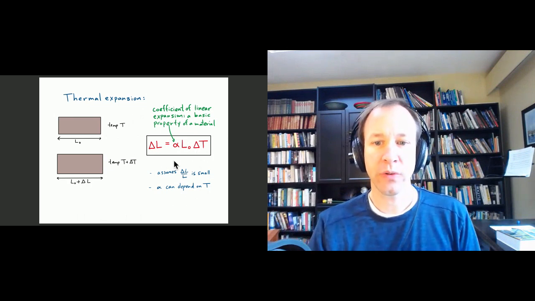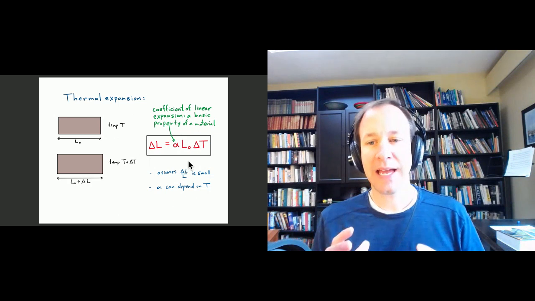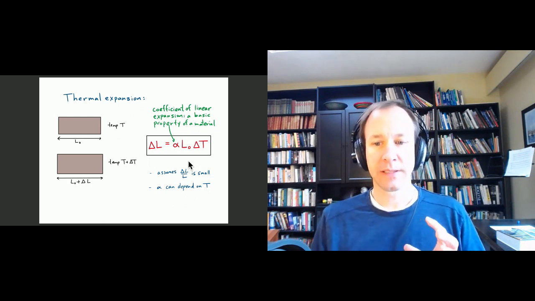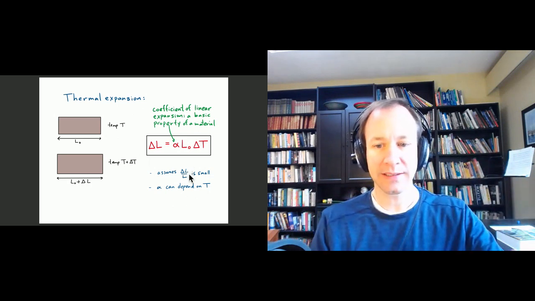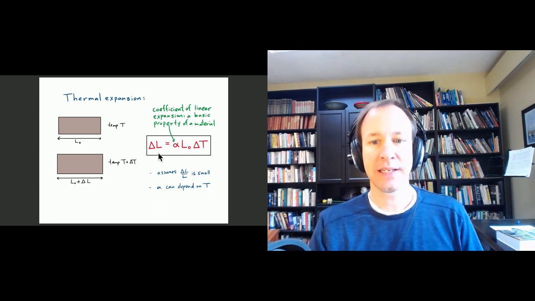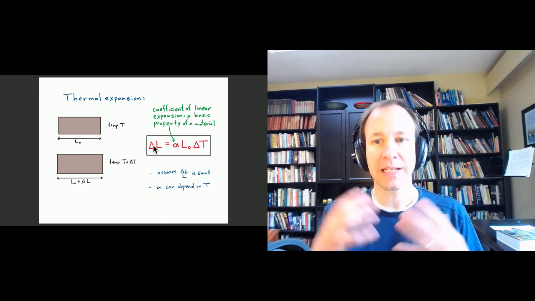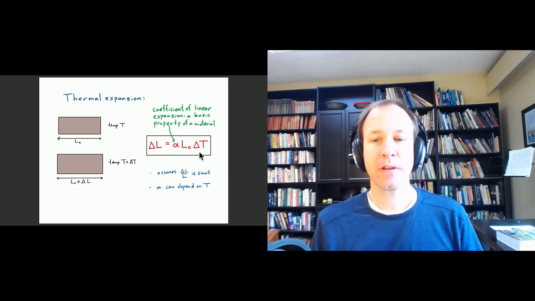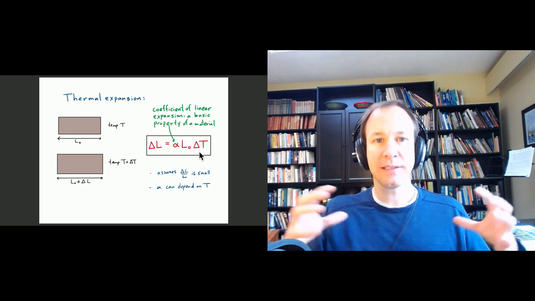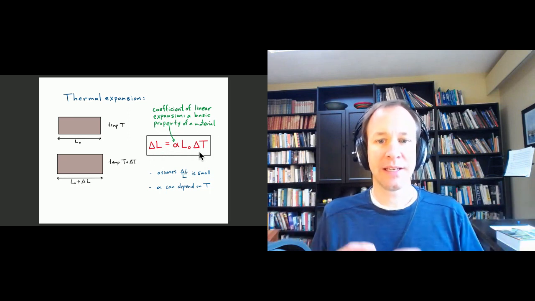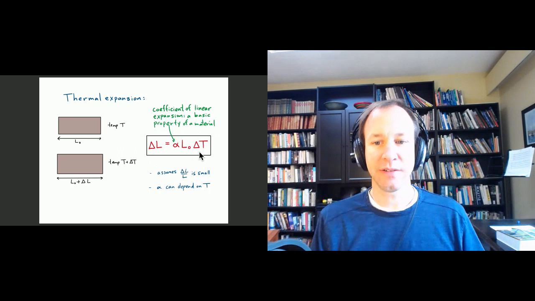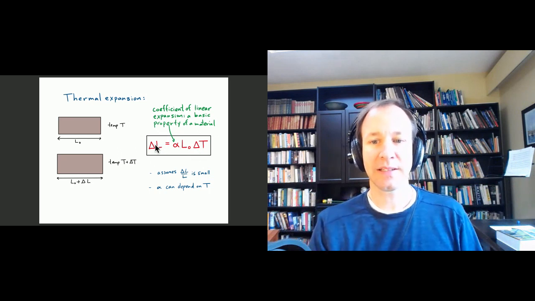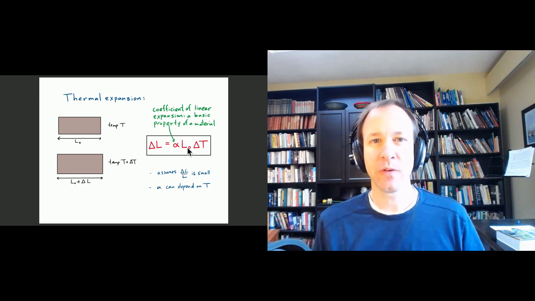And so what we can say is that as long as we're talking about small changes in length, so delta L over L is small, then that change in length is going to be directly proportional to the change in temperature. Furthermore, if you have an object which is larger, then the change in length is going to be larger for that larger object. So the change in length is also proportional to the original length of the object. In a minute, I'm going to have you think about why that would be.